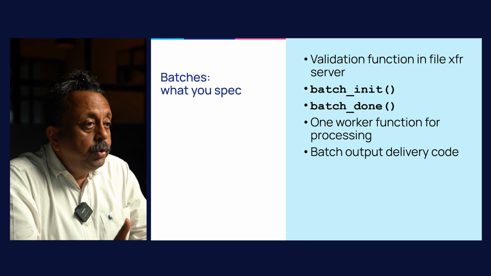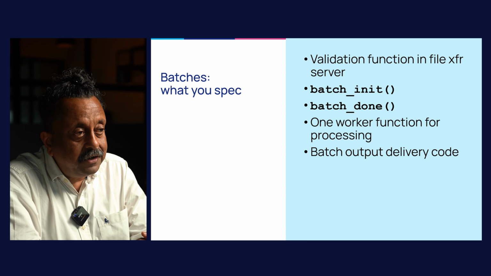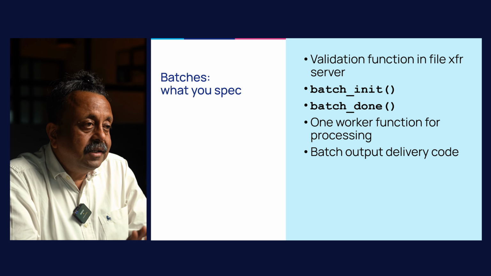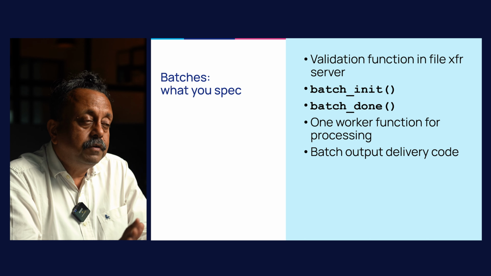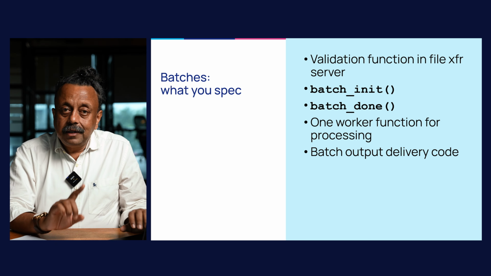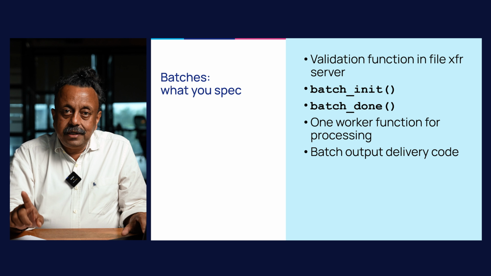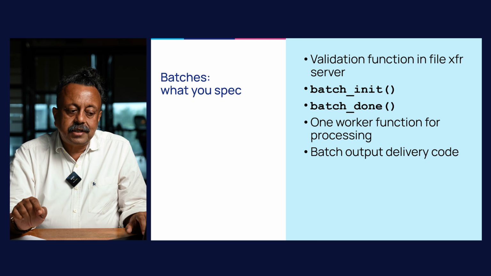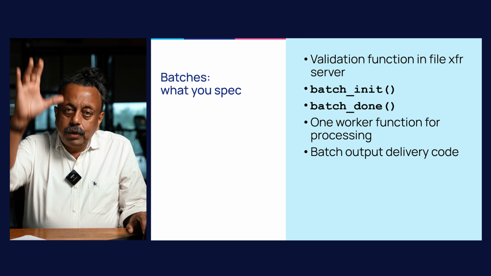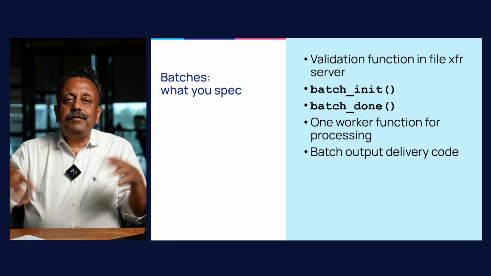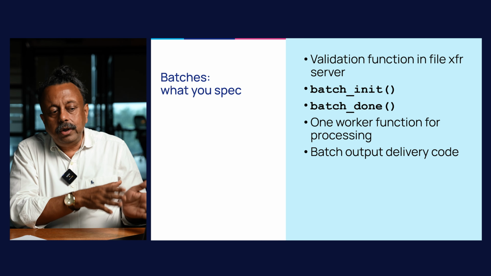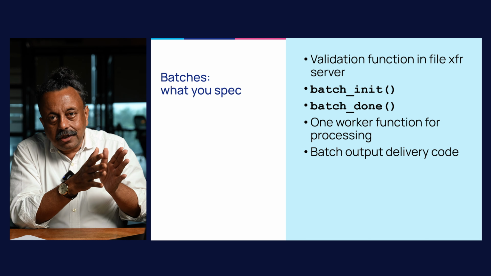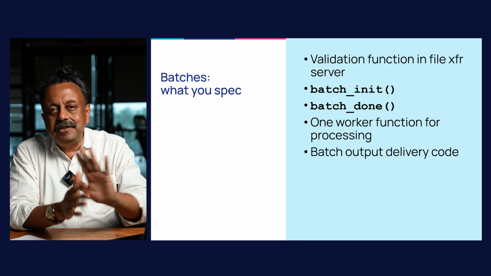So what do you actually specify? What do you write when you have an infrastructure like this? You write the validation function which runs inside the file transfer server, because that validation function does the superficial validation of your file. You have to write batch init and batch done, and you have to write one worker function which is used for the actual processing. That's it. Your entire batch processing, the entire management of asynchronous processes and files, etc., are all done by the scaffolding code, but the per batch additional software that you need to develop is just this much.